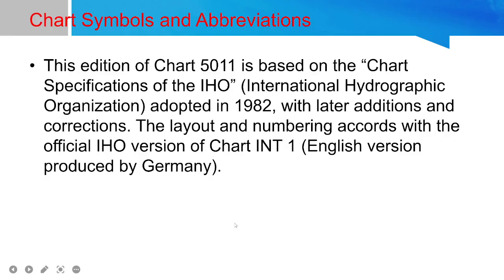So, we are now continuing on the chart symbols and abbreviations. This edition of chart 5011 is based on the chart specification of the IHO, or International Hydrographic Organization. It was adopted in 1982. With later additions and corrections, the layout and numbering accords with the official IHO version of chart INT1 English version produced by Germany.